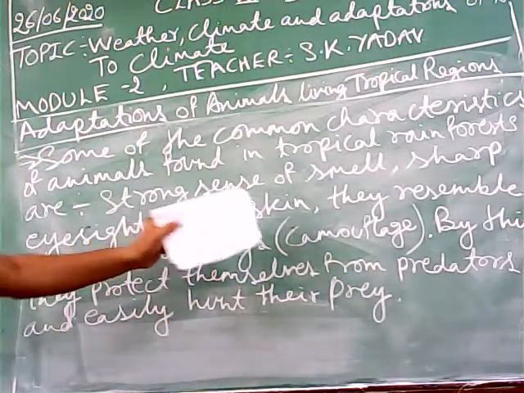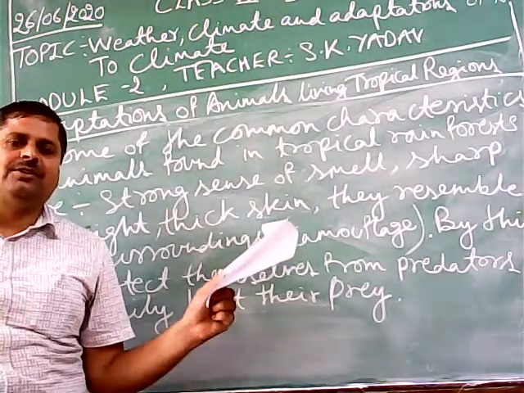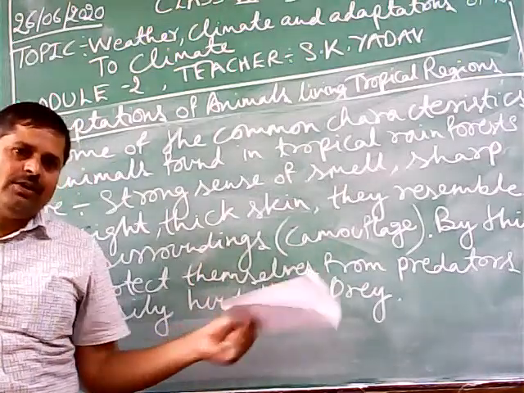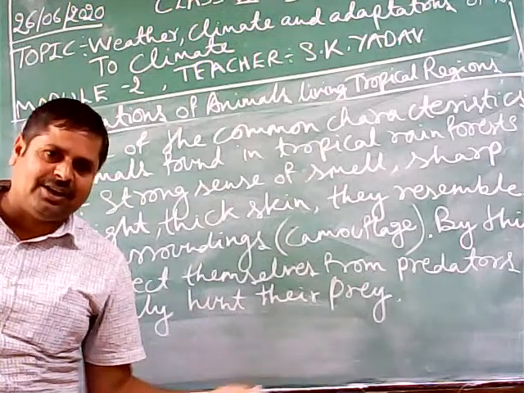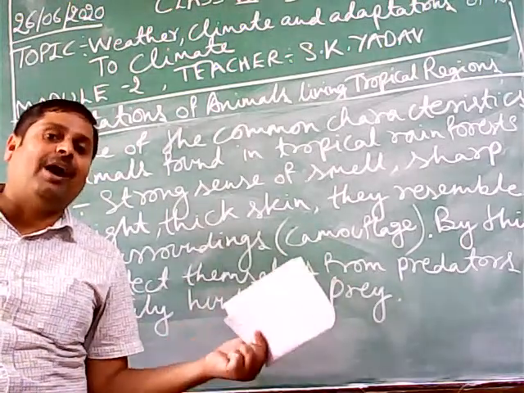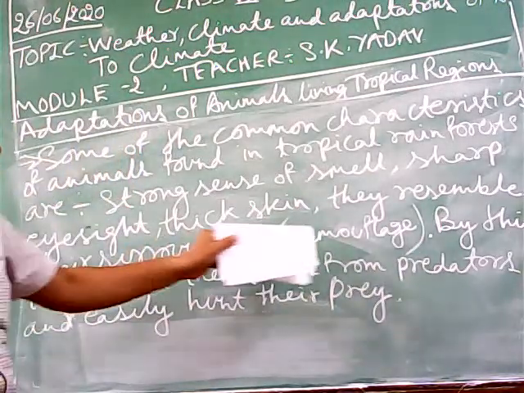Sharp eyesight. Thick skin. Because sometimes there is continuous rainfall, they may feel cold, so they have thick skin which insulates their body and keeps them warm. They resemble their surroundings, as I just explained.